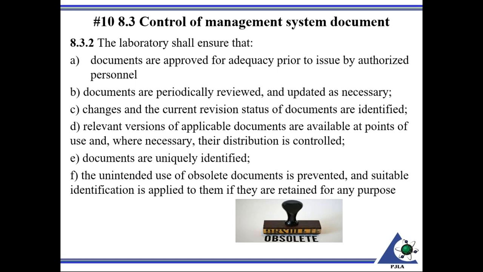Of course, documents have to be approved prior to being implemented into your system, issued by authorized personnel. Not just once, but periodic reviews are required, and updates as necessary. Revision levels should be current and should reflect the current status of the document, and within the document the current revision levels are identified. All applicable documents are available at point of use, and their distribution is controlled. Documents are uniquely identified and should have safeguards in place to prevent any usage of obsolete documents.